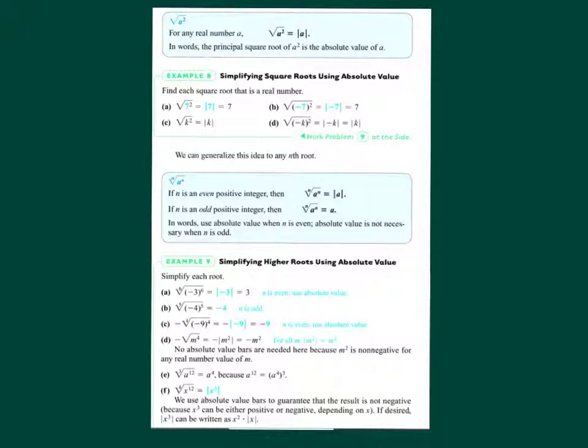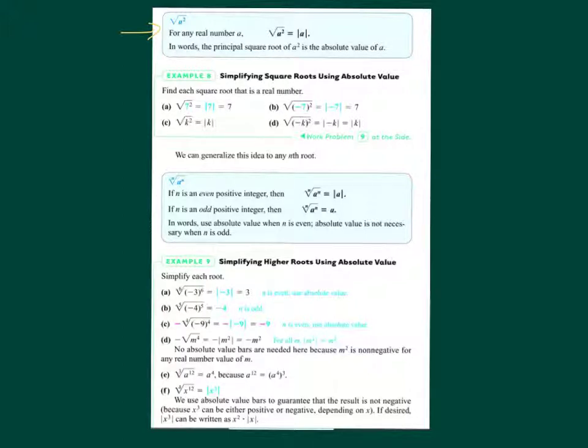Okay, so on page 1204, we have these blue boxes. For example, in this one, if you have the square root of a squared, for any real number a, the square root of a squared is equal to the absolute value of a. And then here are some examples of that. The square root of 7 squared is the absolute value of 7, which is 7. For b, if you have negative 7 squared, it's going to be the absolute value of negative 7, which is 7.